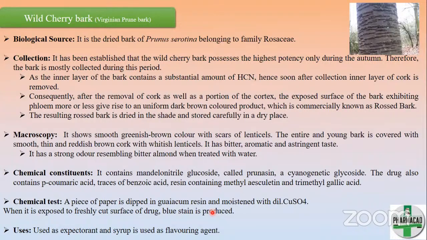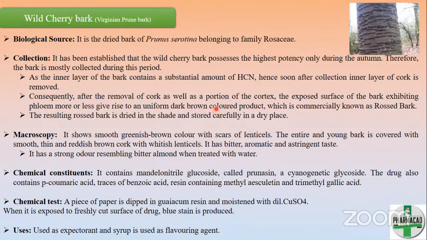This is also known as Virginian prune bark. Nothing but dried bark of Prunus serotina belonging to family Rosaceae. Now, wild cherry bark has highest potency only during autumn. Therefore, bark is mostly collected during this period. Inner layer will contain a substantial amount of HCN. Hence, soon after collection, the inner layer of cork is removed.